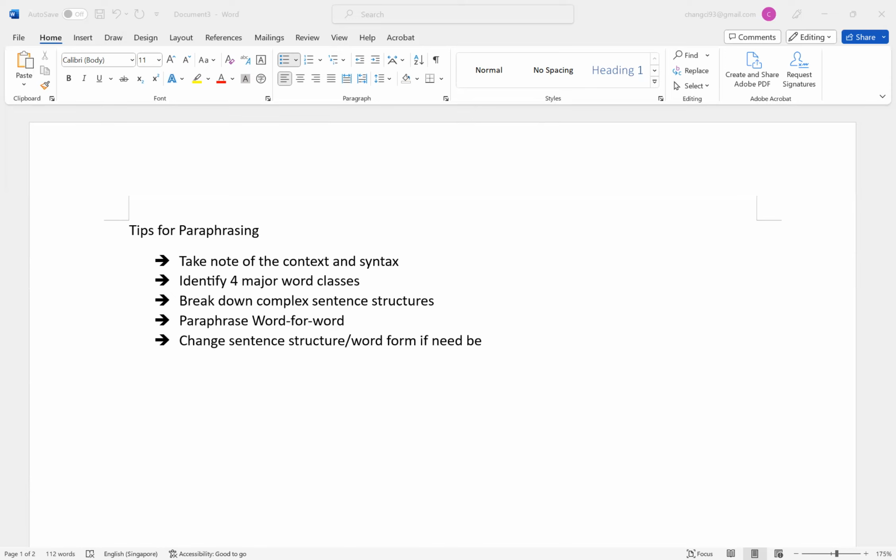Finally, we have noun. Okay, this one is the easiest one to remember. It's essentially a word that is used to refer to things, animals, people. So the last 3 words that I just mentioned, things, animals, people, they are all actually nouns as well. All right. So you want to identify your 4 major word classes in the paraphrasing process.